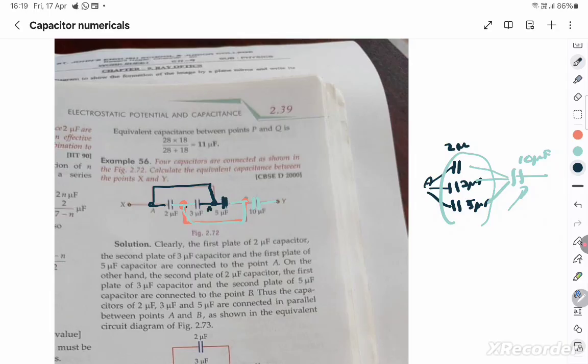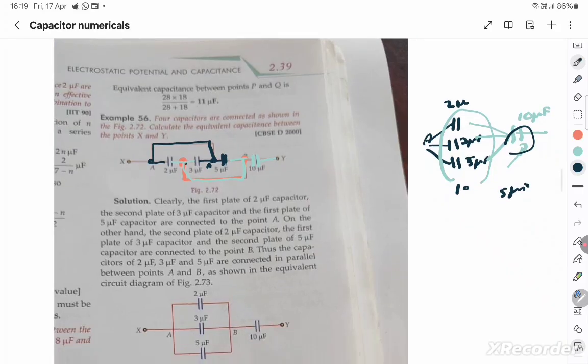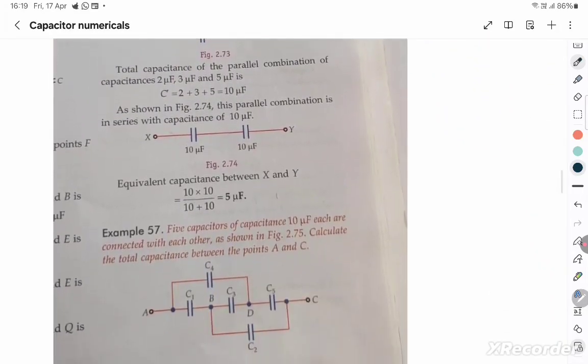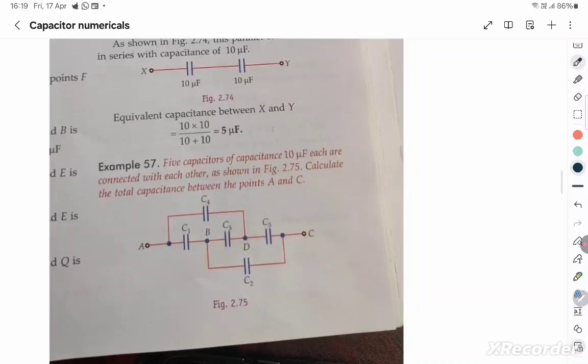So then you end up drawing like this, and these three are in parallel, so just add 2 plus 3, 5, 5 plus 5, 10, and 10 and 10 are in series, so it's 5 microfarad as the equivalent capacitance. As soon as you see this, you can say the answer. So let's go to the next sum, and this is similar to a Wheatstone bridge.